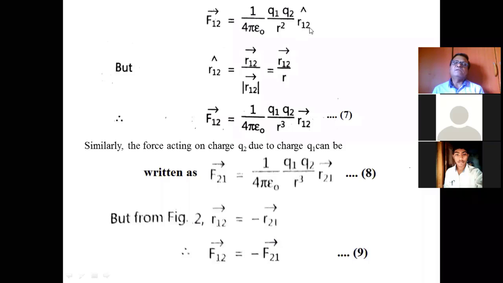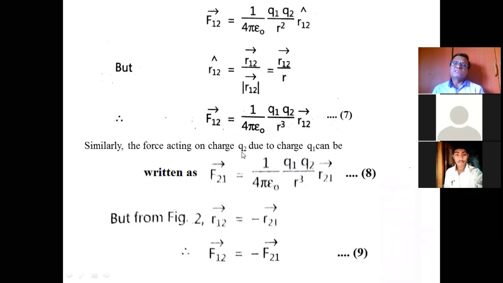r12 cap का लिहिलं आपण? Because r12 and f12 are in the same direction. r12 cap is the unit vector in the direction of vector r12. Then by using the definition of unit vectors, r12 cap is equal to r12 bar divided by the magnitude of r12 bar, and that can be written as r12 bar upon r. Using this value in the above equation, we get f12 bar is equal to 1 upon 4 pi epsilon 0 q1 q2 upon r cube into r12 bar. This is equation number 7.